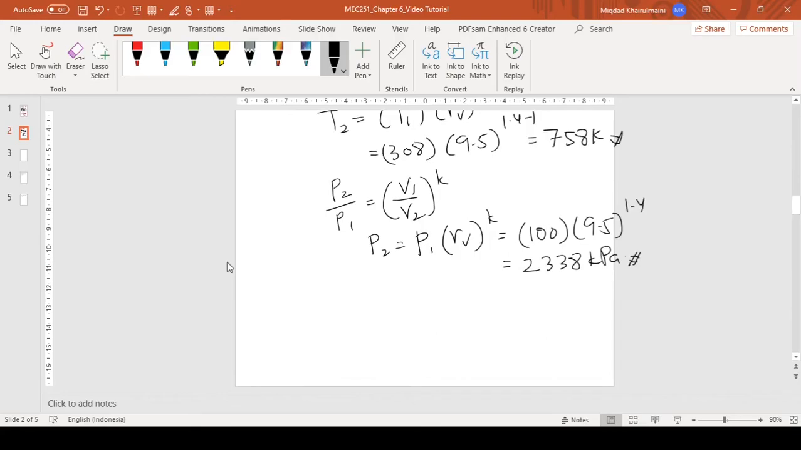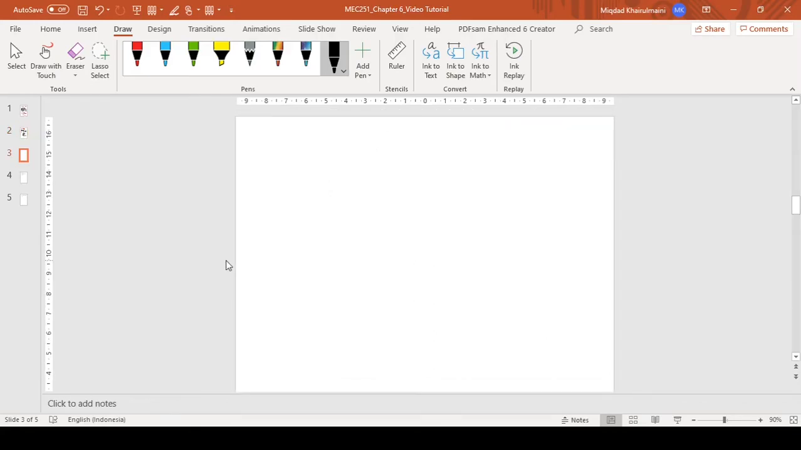I go on to a new slide. So for state 3, we have to find here the temperature and also the pressure. We know that the volume is the same as state 2.